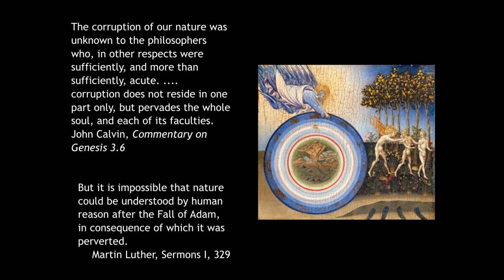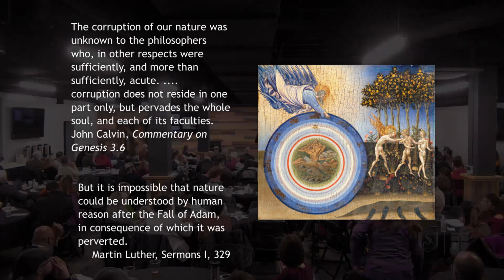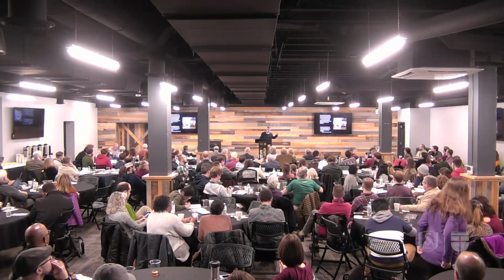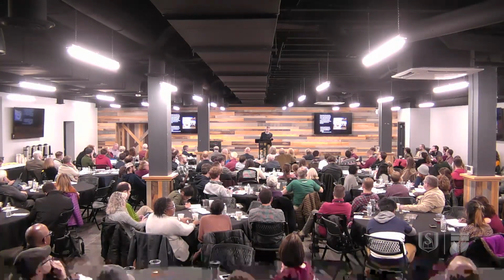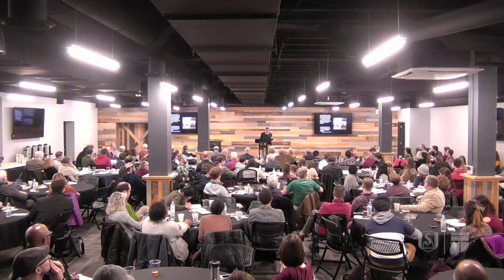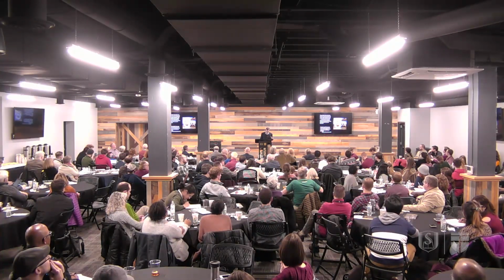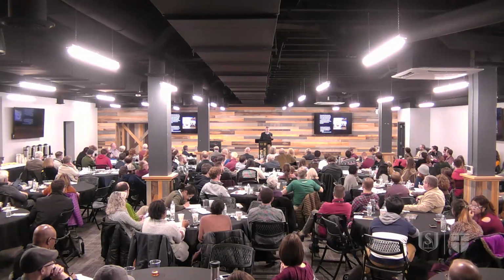Here's Luther and Calvin on the fall. Okay, so what's Luther saying? People like Aristotle, the philosophers, they didn't know anything about the corruption of human nature. That's what he's saying in that first paragraph. So they were smart, right? But they didn't know that.